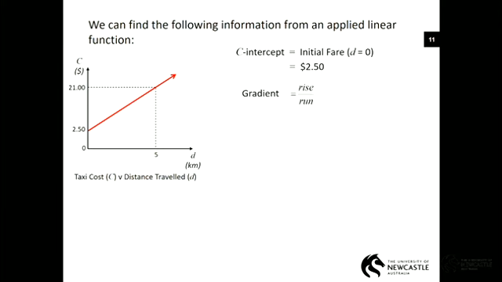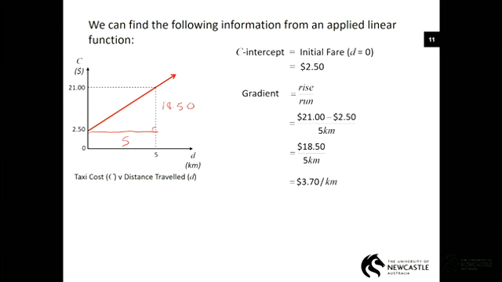The gradient, well, let's draw a thing and make sure we get the actual gradient. The rise, it's a right angle triangle, I don't have to do that. The rise over run, well, you can see the rise is $21 minus $2.50. That's just the height of that. So 21 minus 2.50 gets me back to an 18.50 rise over a run from 0 to 5. So it's 18.50 over 5, $3.70 per kilometre.